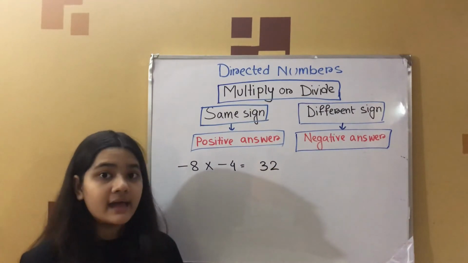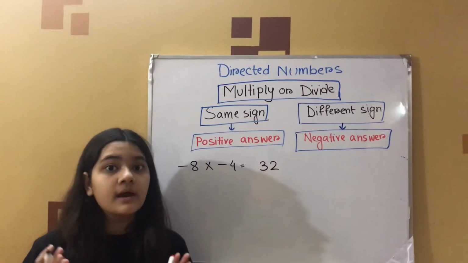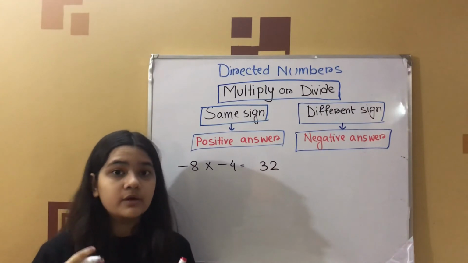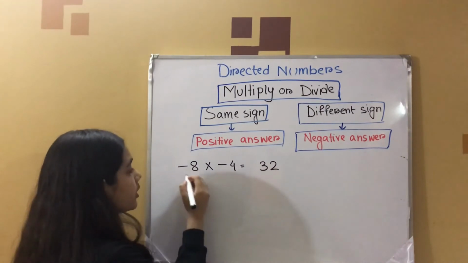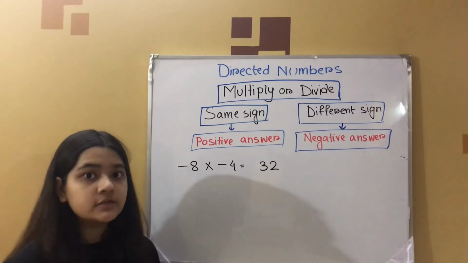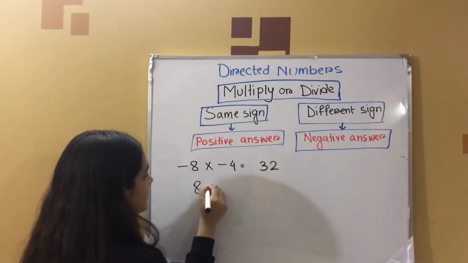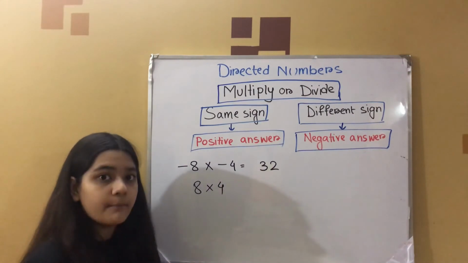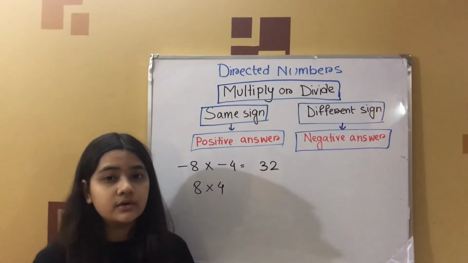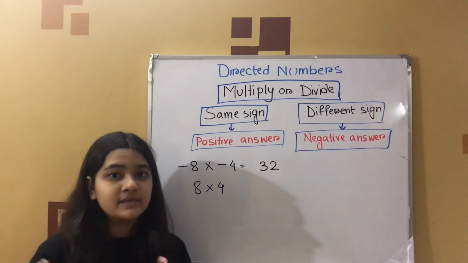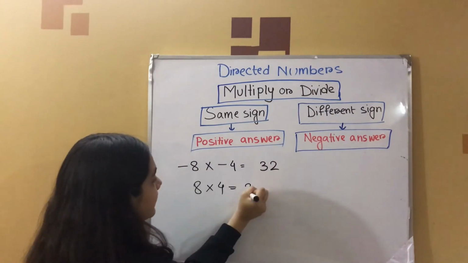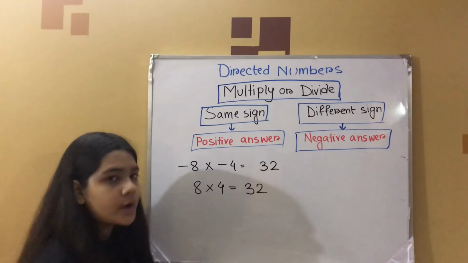And as they have the same sign, the answer will be positive, even though both the numbers have minus, or both the numbers are negative. If it was 8 multiplied with 4, both the numbers are positive as there are no signs before them, that means they are positive. Then the answer will also be positive.